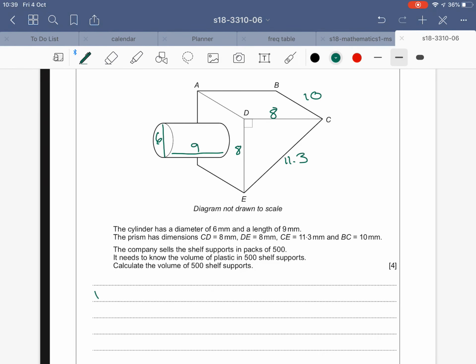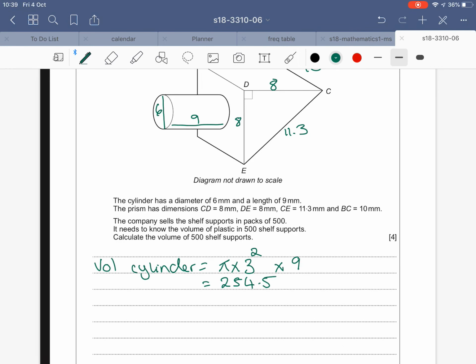Okay, I'm going to do the volume of the cylinder first. So the volume of a cylinder is the area of the face, so pi times our radius, which is 3, not 6, squared, and then you've got to do area of the face times its length, so 9. So I got 254.5.